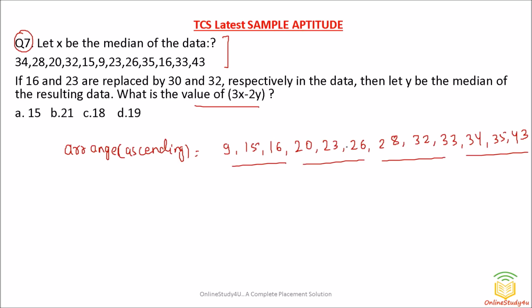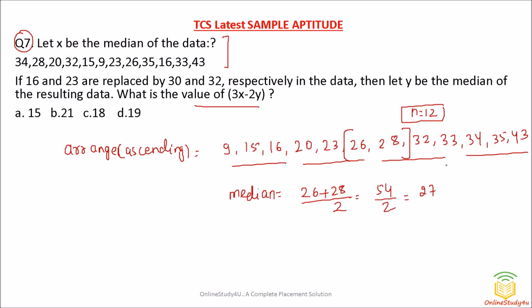Then our median will be, friends, first we need to identify the middle two numbers. The total number is 12, so 12 by 2 is 6, so the 6th and 7th terms. These two terms are 26 and 28, divided by 2, so 54 by 2 is 27. So the value of x, the median, is 27.